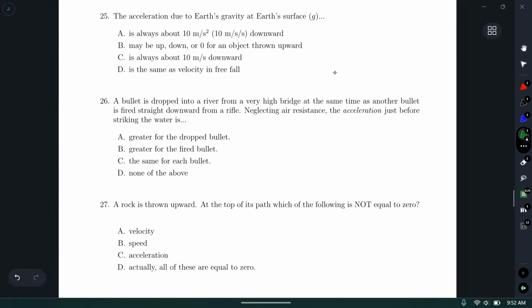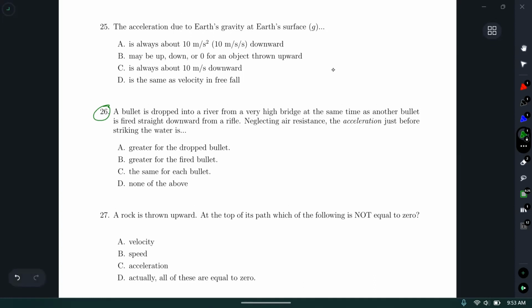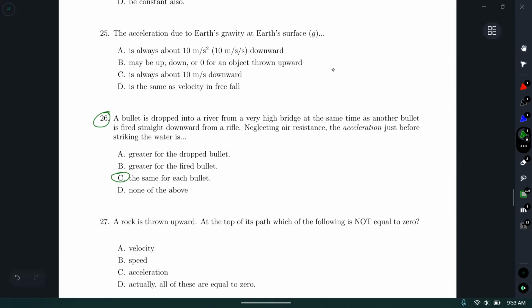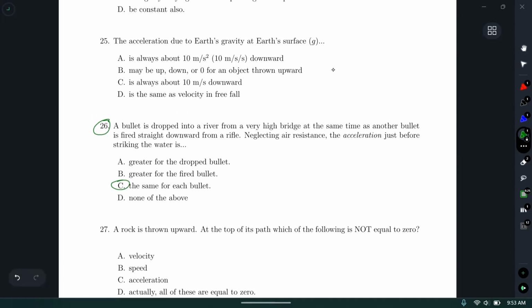Okay. This one's a little tricky. A bullet is dropped into a river from a high bridge at the same time another bullet is fired straight down from a rifle. How do their accelerations compare as they're about to hit the water? B. Okay, B. Like I said, this one's tricky. The answer is C. So let me walk you through this because, again, it is tricky.